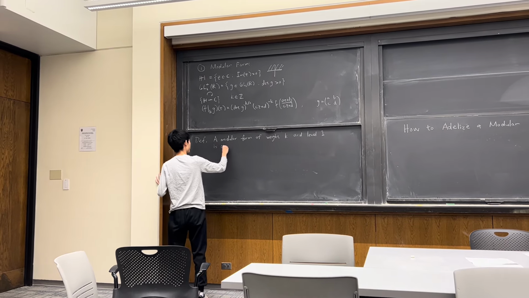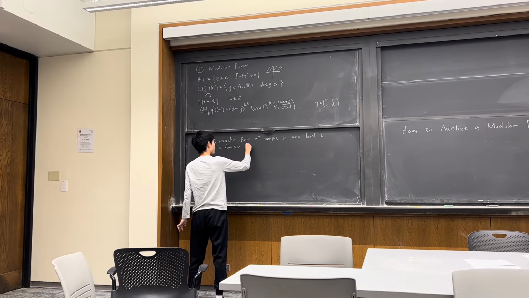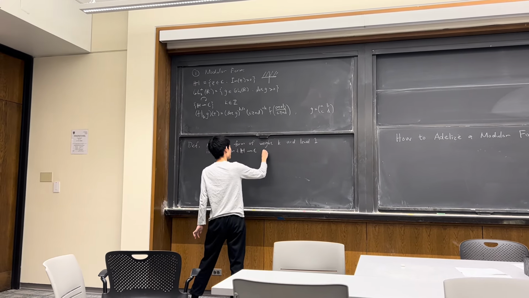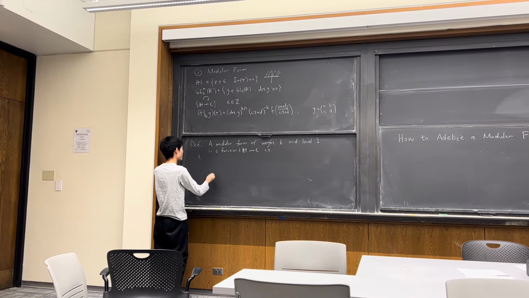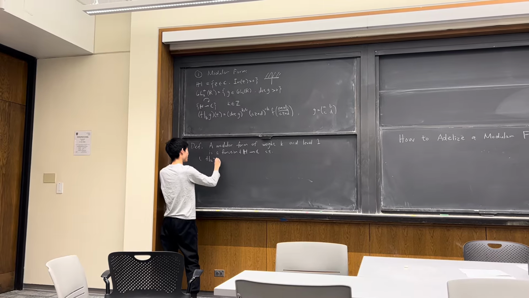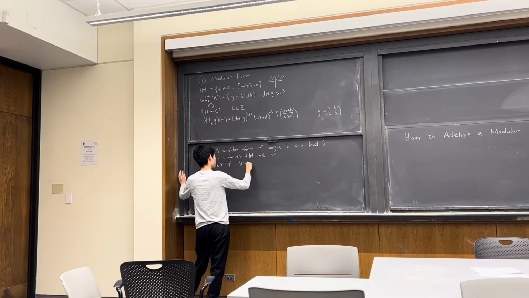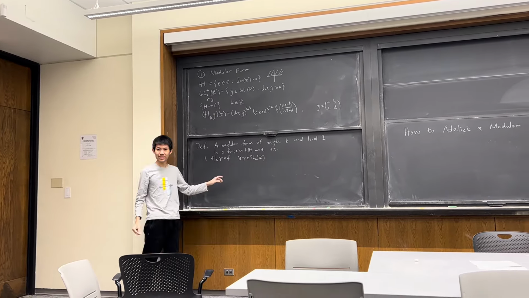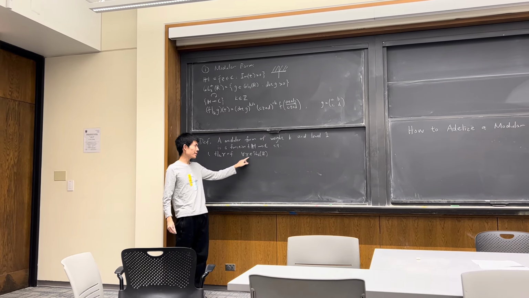is a function from the upper half plane to the complex numbers such that the following two conditions hold. First of all, it needs to be invariant under SL2Z. So that means that f slash gamma has to be equal to f for any gamma in SL2Z.